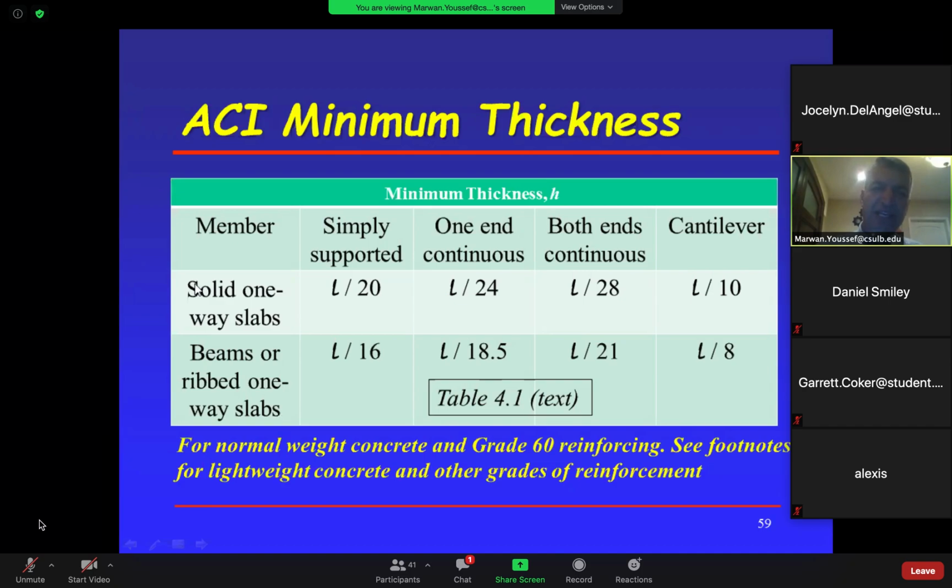All right? So that's what we're going to do. Let's start with the slab. The first thing it says is simply supported. Simply supported is when you only have one span.